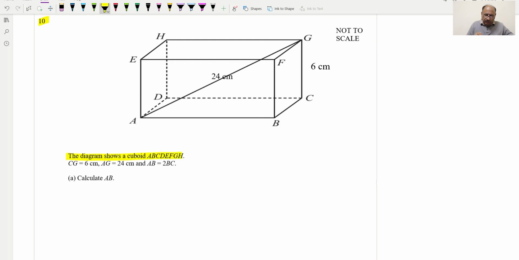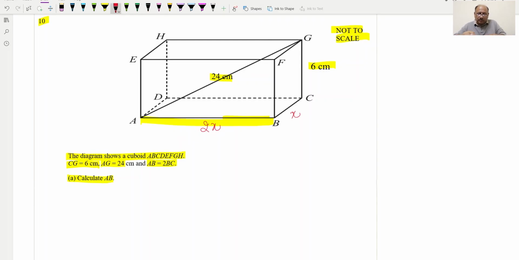Diagram is provided, and it is a cuboid ABCDEFGH which is not to scale. CG is given as 6 centimeters and AG is given as 24 centimeters, and AB is equal to 2BC. So we can write AB is equal to 2BC. It means if BC is x, this side will be 2x. And part A is to calculate AB. So the AB length is this one which we need to calculate.